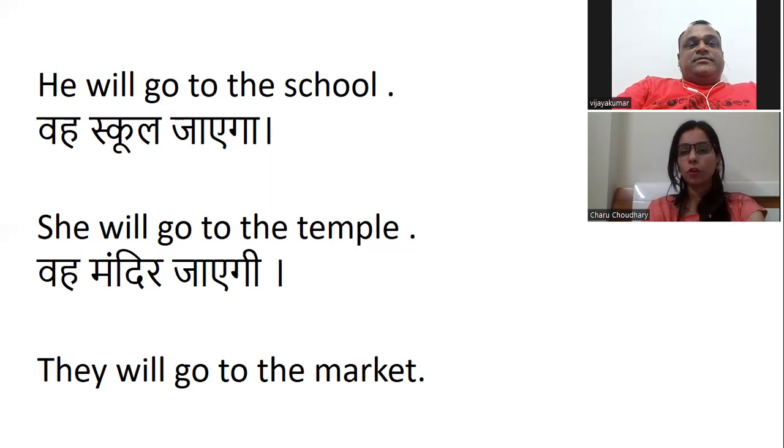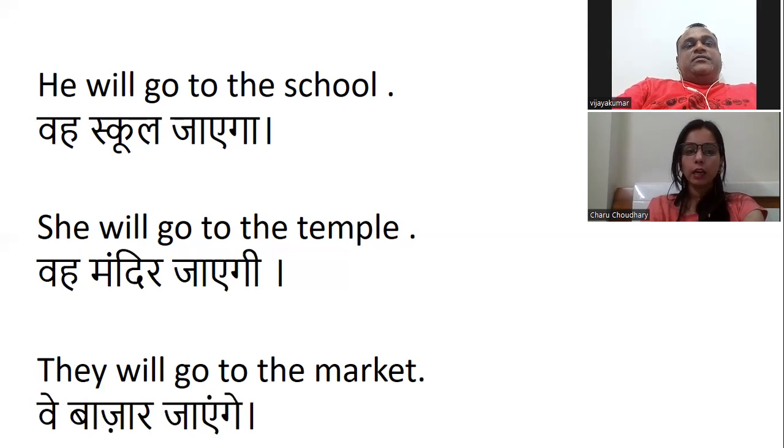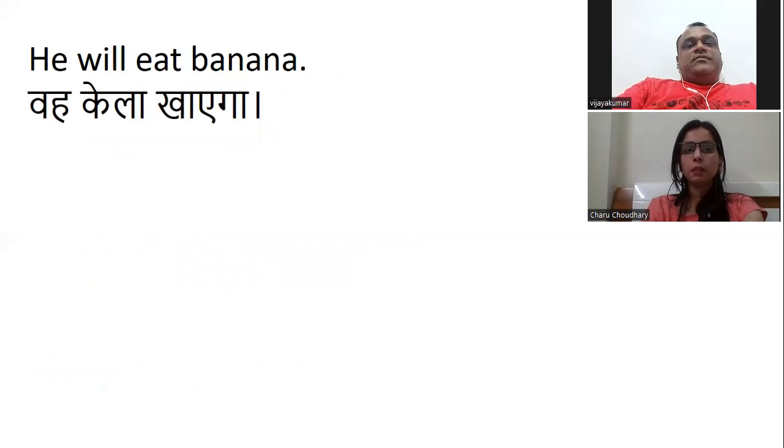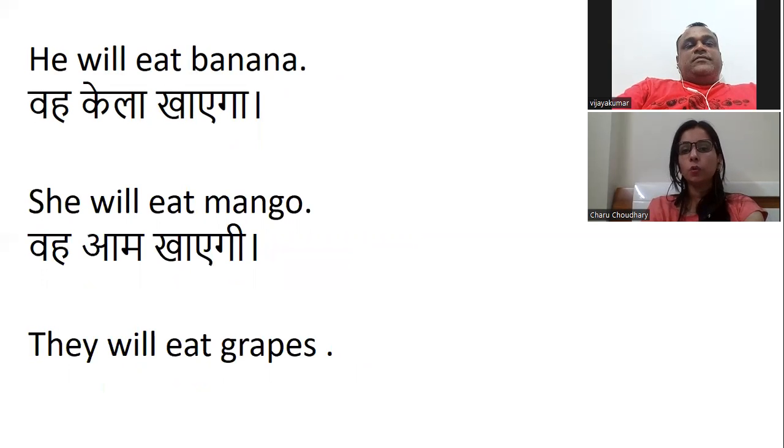So, question is fine. But you are asking me, then it will be jayengi because I am female. Question is absolutely fine. Aap kya aap, mandir jayengi? You said kya aap mandir jayega. So, I'm just saying that it will be jayengi. Okay? And please make a sentence related to we, for future tense, future simple.